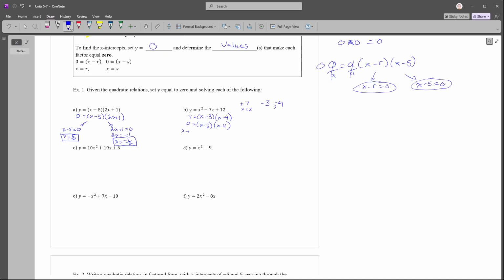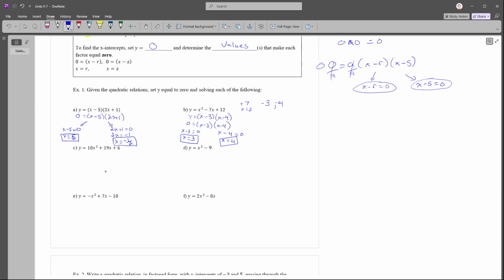So I have x minus 3 is equal to 0. So x is equal to 3. Bring the minus 3 over to the other side. And over here we have x minus 4 is equal to 0. So that means x is going to be equal to 4. Bring the 4 over to the other side. And those are our 2 terms. And there we go. That's basically the process now.